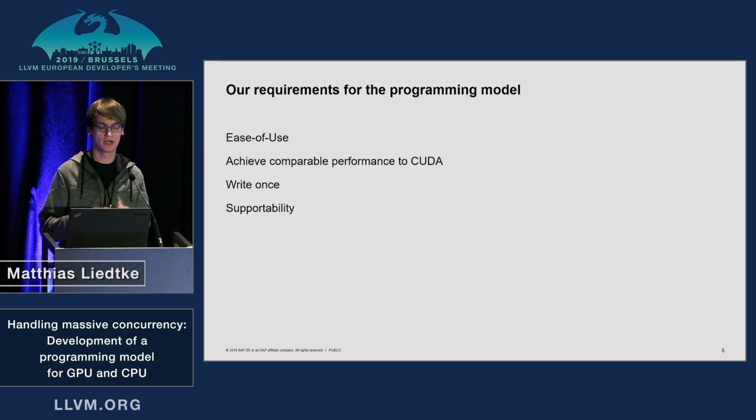We'd like to write it once, so if an algorithm is written for the GPU, we also want to be able to execute it on a CPU if the GPU isn't available, either because we don't have it hardware-wise, or because there's already another job running on it and we have to schedule our hardware somehow. The last requirement is supportability, so it's not worthwhile to have an environment where you're not able to find errors or profile it.